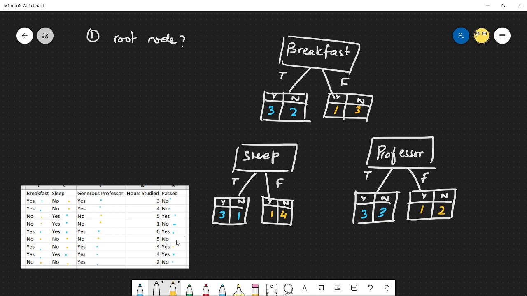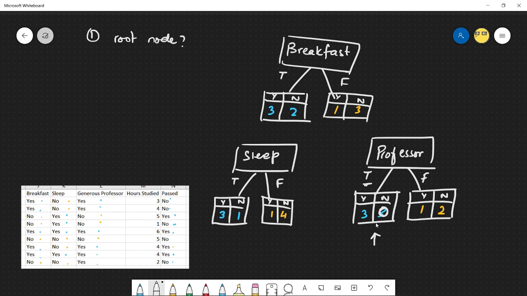Now, what we're hoping to find is, ideally, a split where this one was 0. That is a really good split, because then you can say that whenever the professor is generous, whenever this value is true, this is a yes, I will never have a student failing the exam.